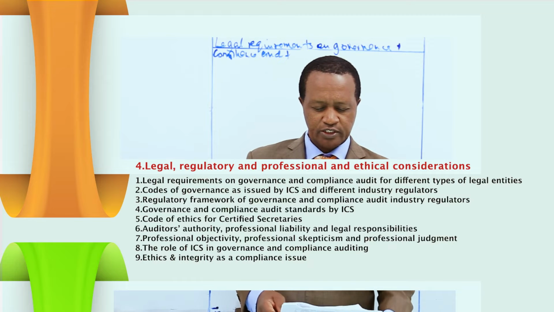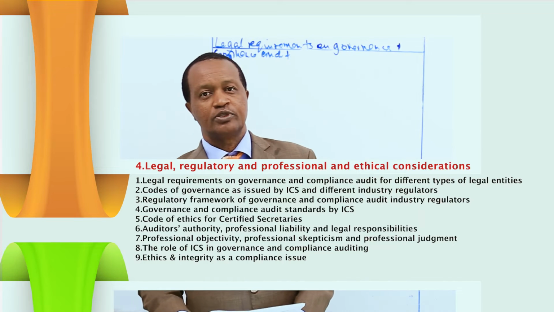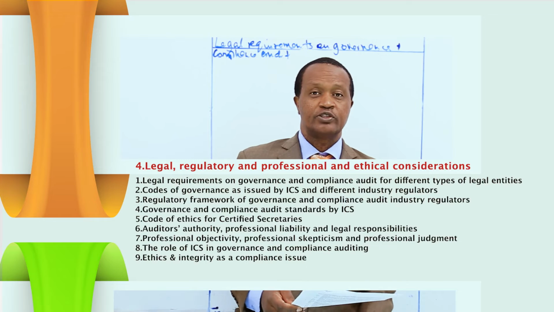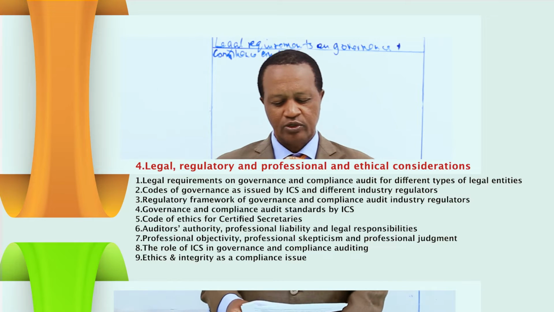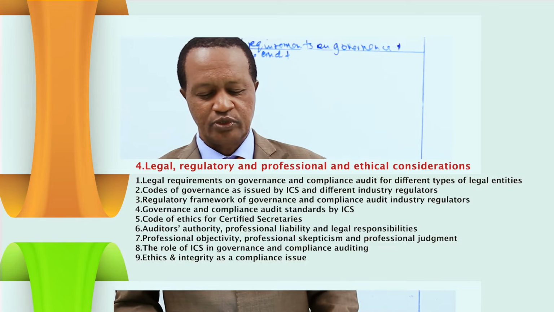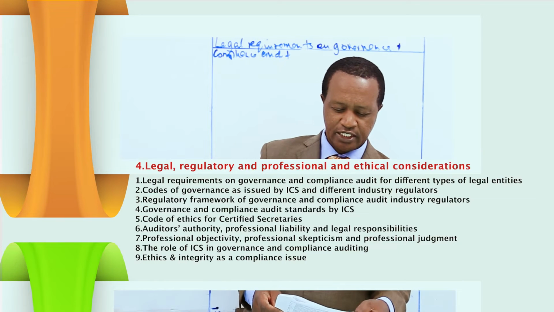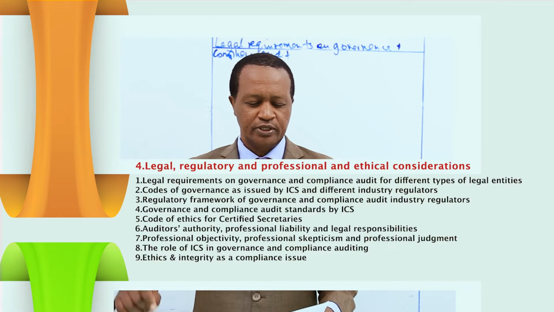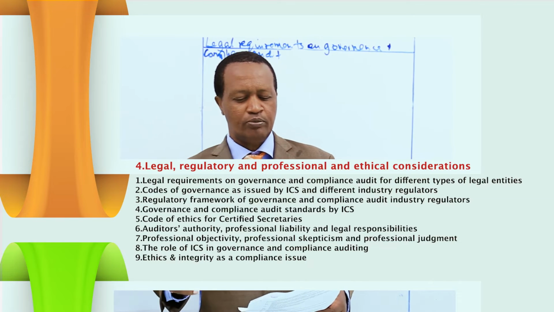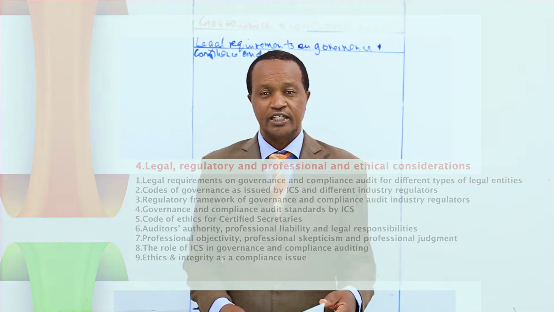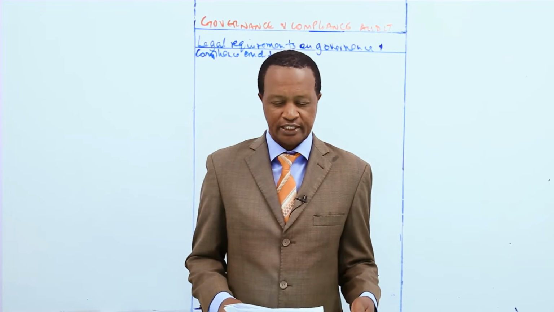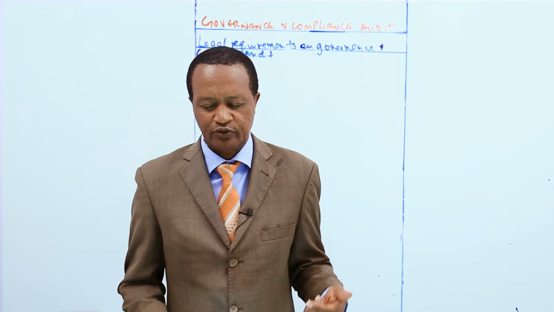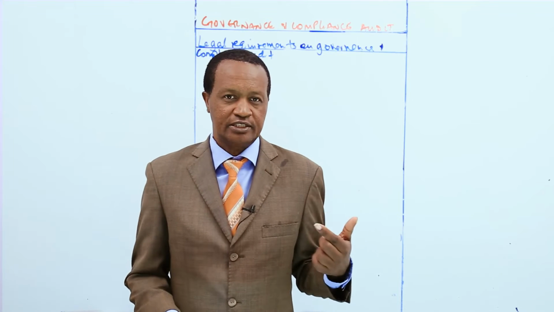6. Auditors' authority, professional liability, and legal responsibilities. 7. Professional objectivity, professional skepticism, and professional judgment. Number 8, the role of ICS in governance and compliance auditing. Number 9, ethics and integrity as a compliance issue. We will be tackling a subtopic one at a time. Today we begin with the legal requirements on governance and compliance audit for different types of legal entities.